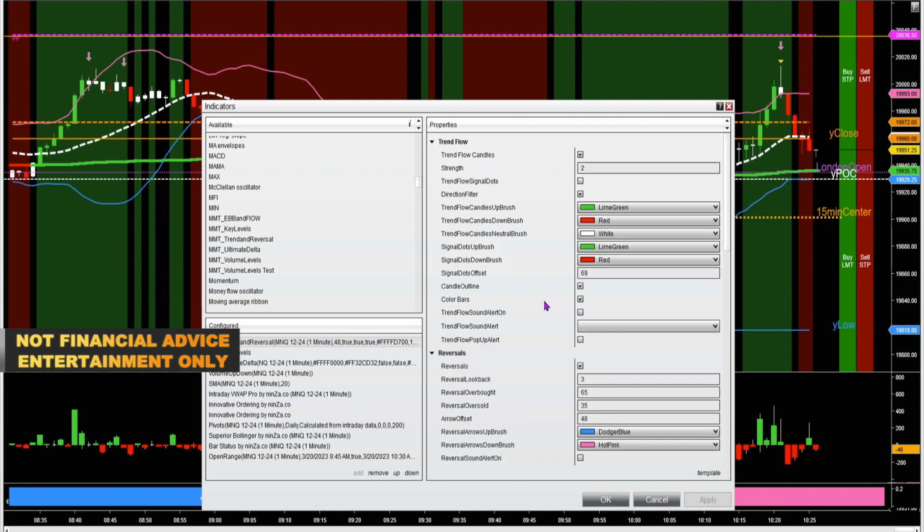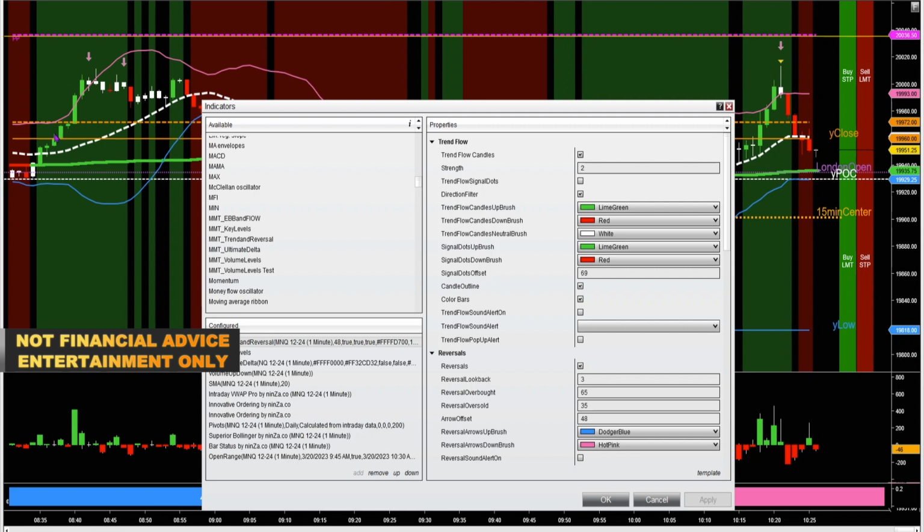So some of my own personal favorite settings for this very basic standard setup on the 1-minute chart, either the MNQ or the NQ. I've got the trend flow candles on. I've got a strength of 2. I've got the directional filter on. I've got the candle outline and the candle bars activated.